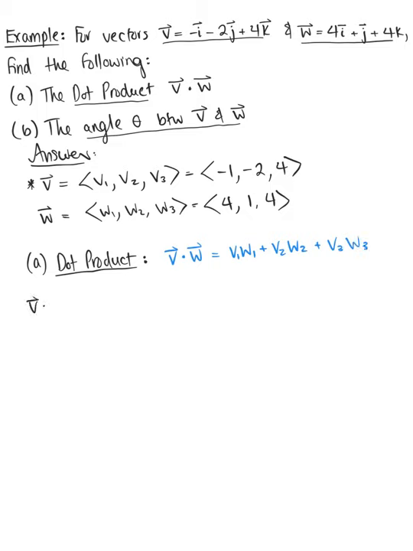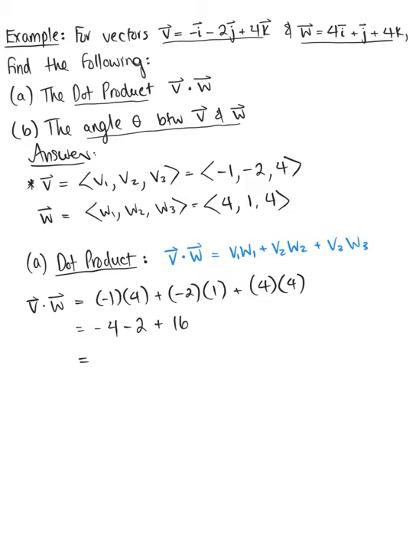So plugging in our components here, we'll have minus 1 times 4 plus negative 2 times 1 plus 4 times 4. So we have minus 4 minus 2 plus 16, leaving us with 10. So we have a dot product here, vector v dot vector w, is equal to positive 10.